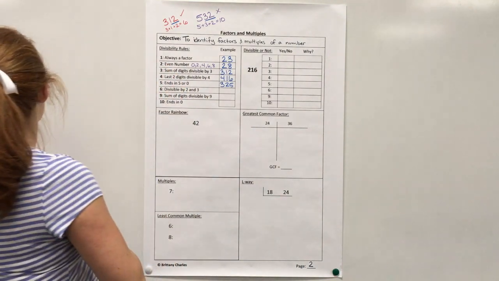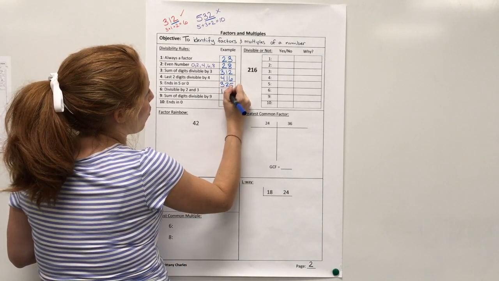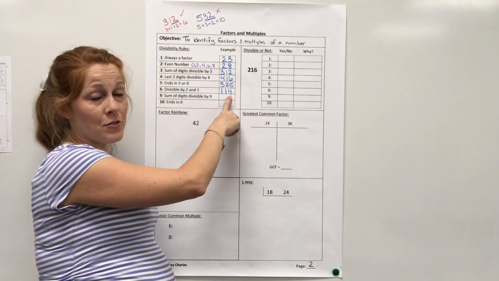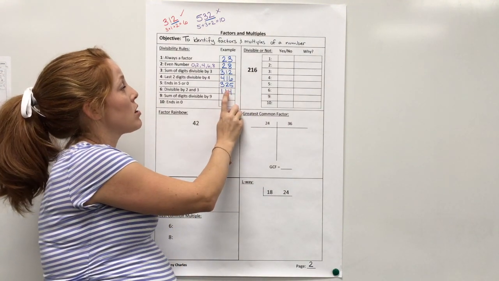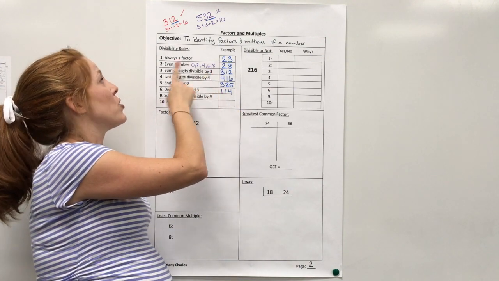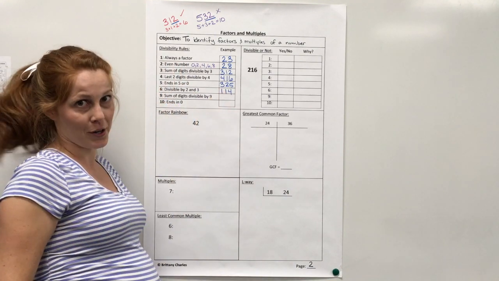So let's pick an example. How about 114? Okay, I know it's even because it ends in a 4. And if I add 4 plus 1 plus 1, I get 6. 6 is divisible by 3, so I know it's divisible by 3. 2 and 3 both work, so I know 6 will work.